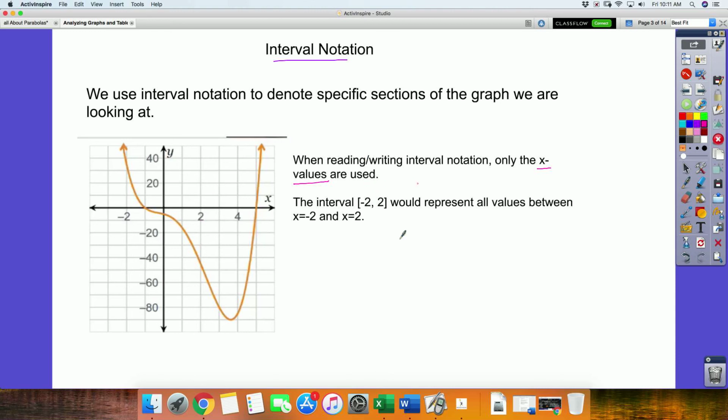When we're using interval notation, we're going to use these brackets for now. Technically, the brackets mean including that number. Later on, you'll use parentheses also, and that's if we don't want to include that number.